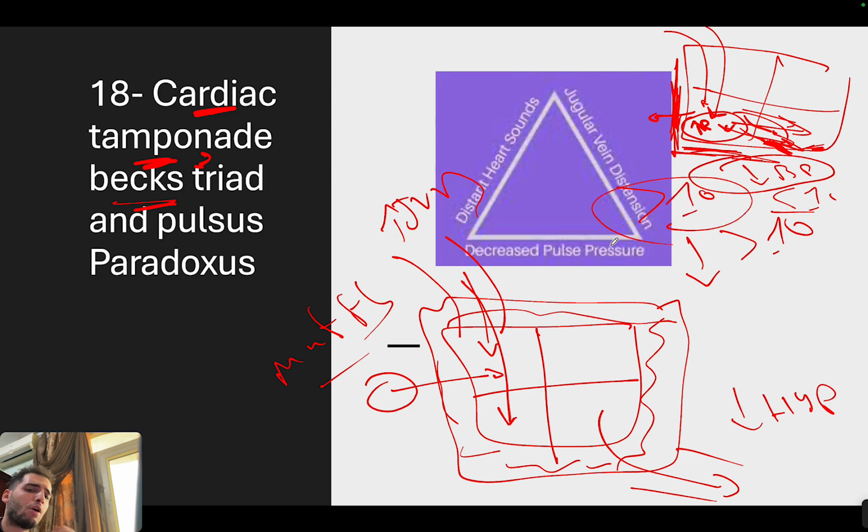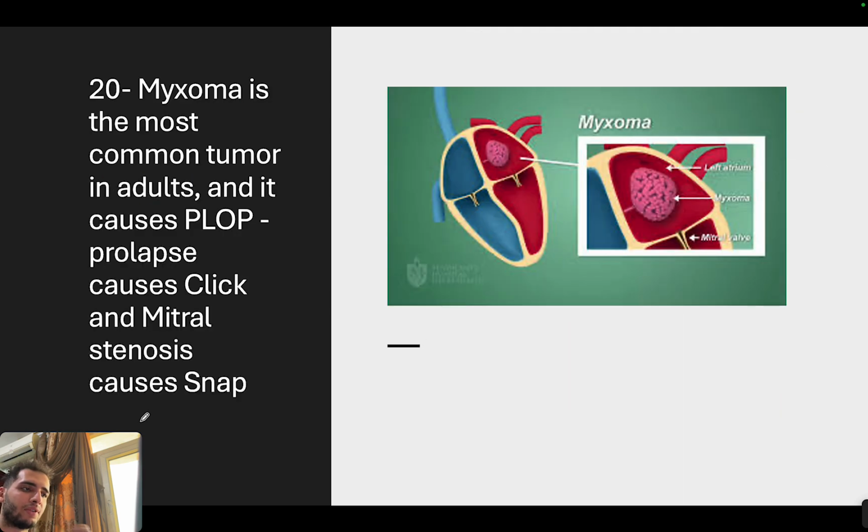Okay? Now, pulsus paradoxus can happen from any condition that can affect the heart's ability to stretch. For example, COPD. In COPD, the lung is too large because you are retaining a lot of air. There is high residual volume, and it will also prevent the heart from stretching. Okay, so it's not only specific for tamponade. It can happen through any condition that can prevent the heart from filling.